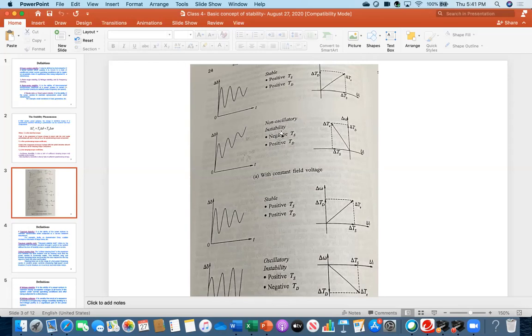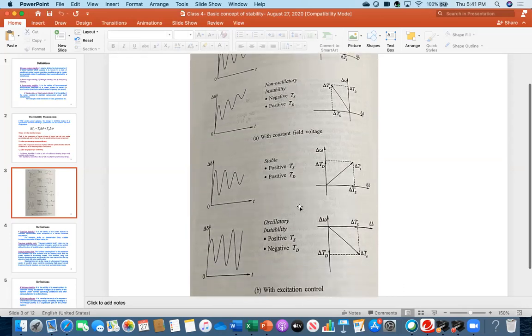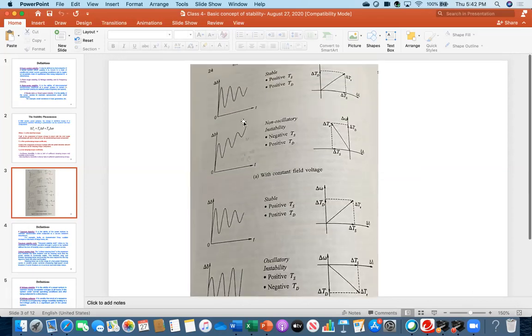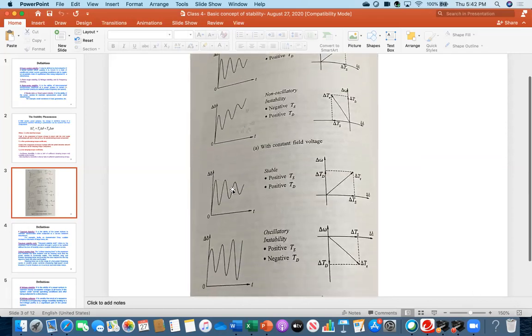non-oscillatory instability. And as I have given in the caption, with constant field voltage, we are assuming that the field voltage in the system is constant. Now, for the bottom two figures, you see the caption says with excitation control, meaning the field voltage is not constant. We are controlling the excitation circuit, but there can still be a similar situation, a stable case and an unstable case. See this figure. Again, it is very similar to the first case. The system came back to the stable condition after some oscillation.